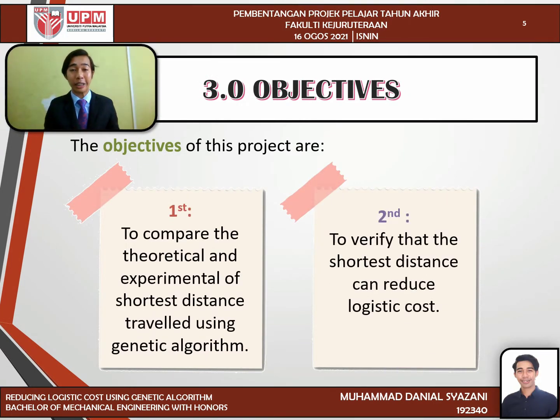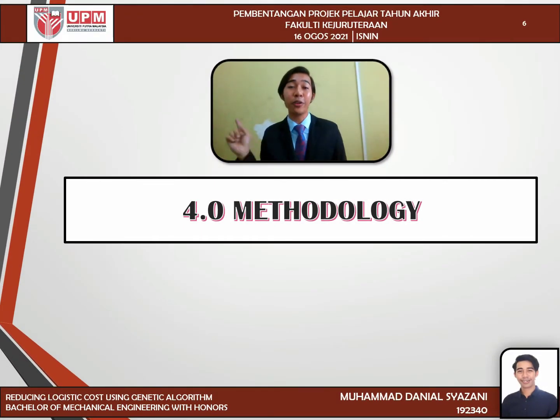At the end of this project, there are two objectives that need to be achieved. The first one is to compare the theoretical and experimental data of shorter distance travel using genetic algorithm. Second, to verify that the shorter distance can reduce the logistic cost. Now, we proceed to the methodology part.